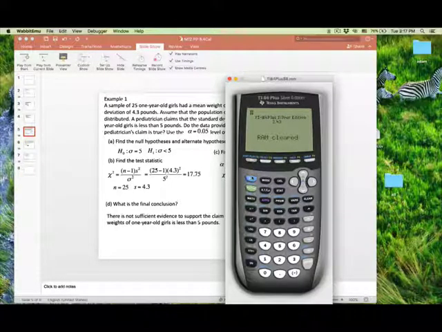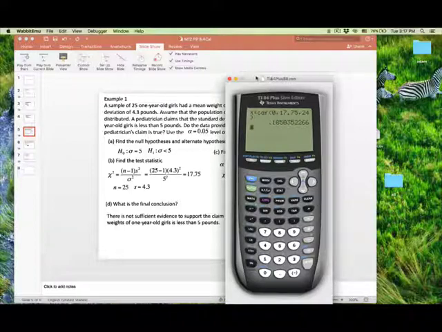Okay, I'm going to go to second, VARS, and then I'm going to go down. You could see chi-square CDF. Enter. This is a left tail, so I start from 0, this is my lower value, to the test statistic, which is 17.75. And then the degree of freedom is n minus 1, which is 24. Okay, enter. You guys should get 0.1850.